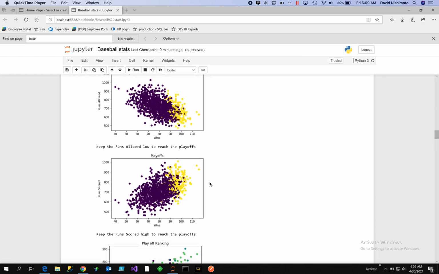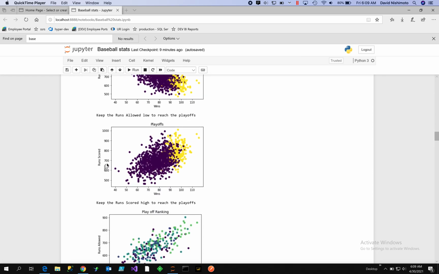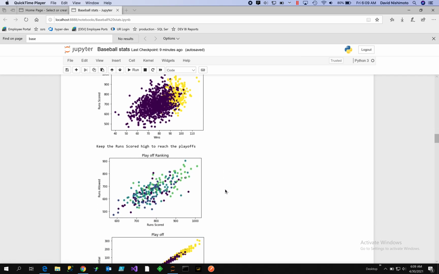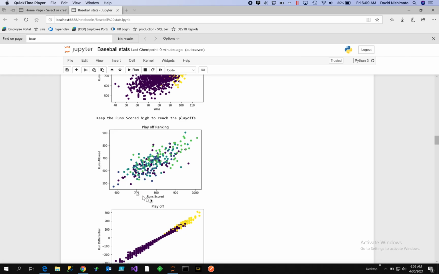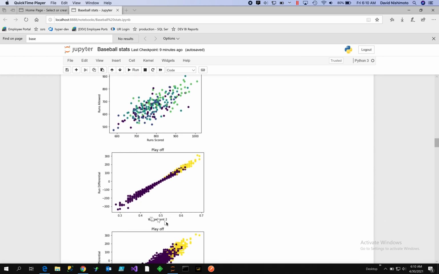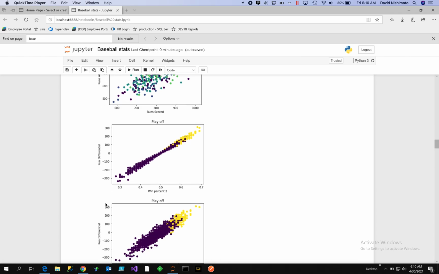So keep the runs allowed low, and then runs scored. If you're getting a higher amount of runs scored, then you're going to hit the playoffs. Runs allowed by runs scored. You could see a linear correlation here, that there might be some correlation between runs scored and runs allowed. Okay, the run differential by the win percent, and definitely a correlation there. And I think that's why the run differential is used so much in predicting the stats in baseball.